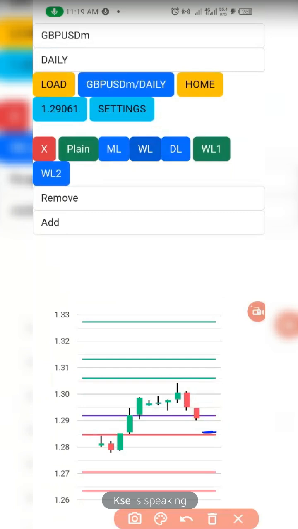Yeah, but let your stop loss always be above the level. I've seen that.